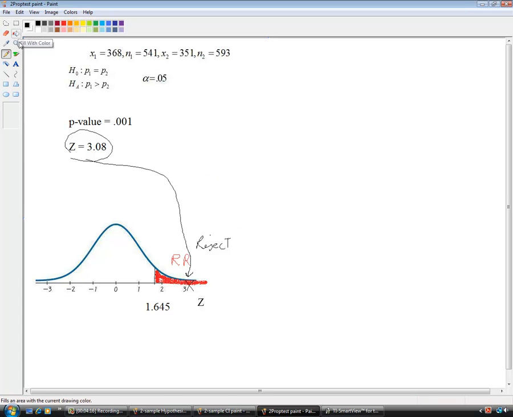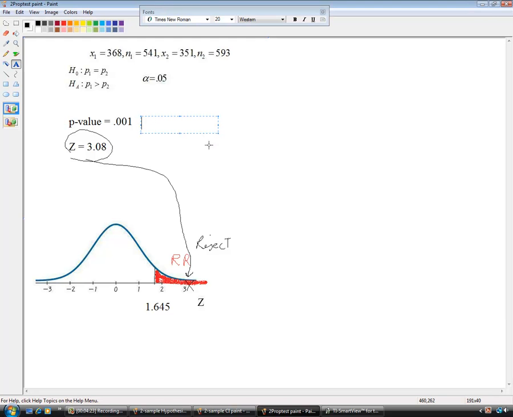Another thing we can look at here is our p-value. We compare that to alpha. Well, in this case, we're less than.